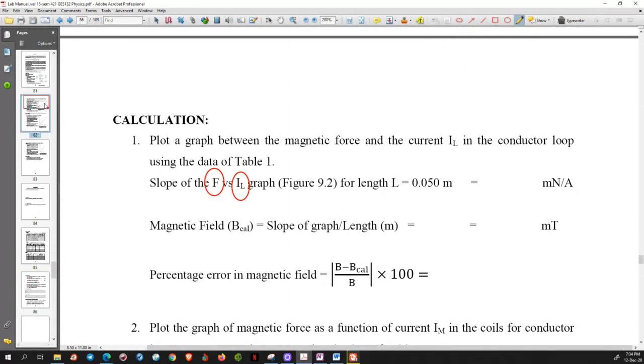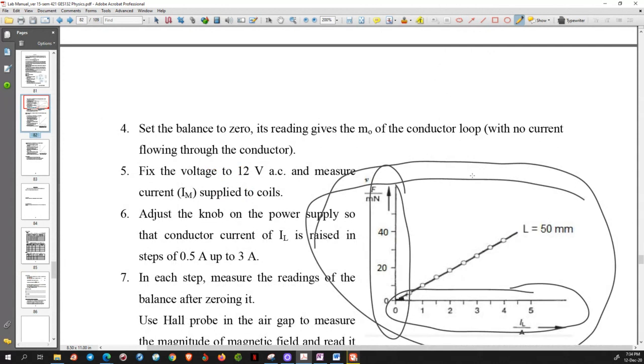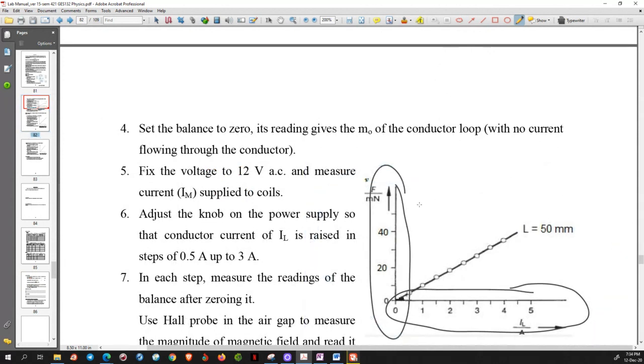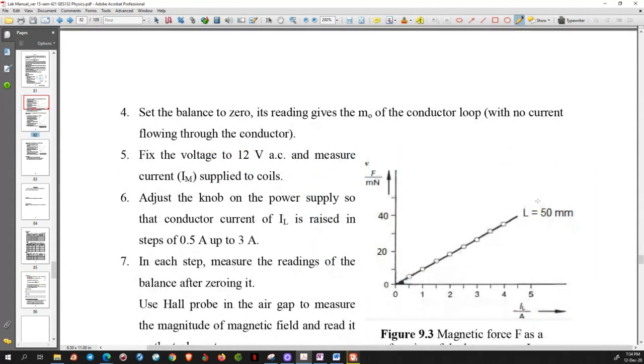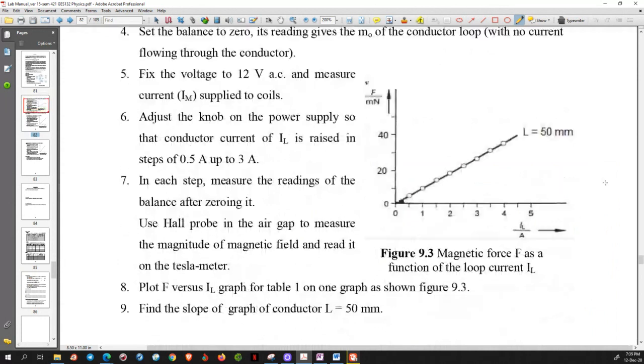Now go back to this graph. Like I told you, this is the graph that you will make. It looks like this. Okay? Is it perfectly like this? Maybe yes, maybe no, but it should look like this. And it should go to 0.